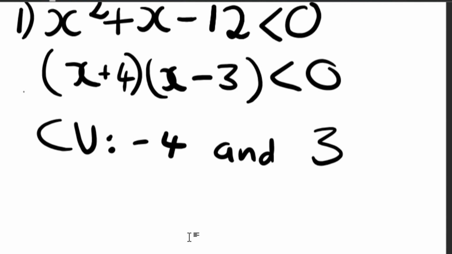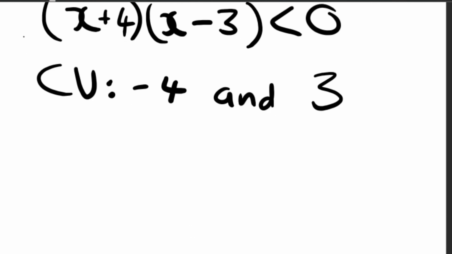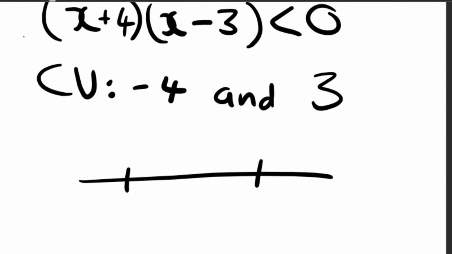Now we want to put them on the number line. Here is our number line. After drawing it, you put the lesser value to the left, that is minus 4, and you put 3 to the right, because 3 is greater than minus 4. The smaller one goes on the left, the bigger one on the right.